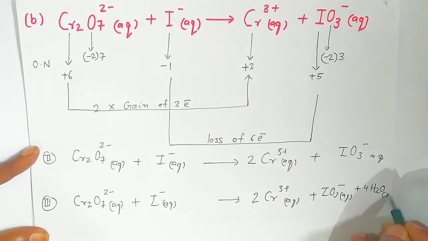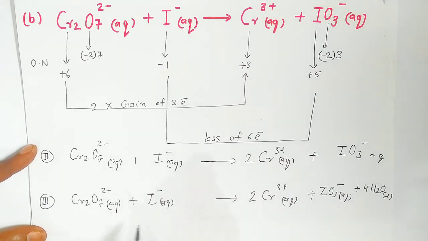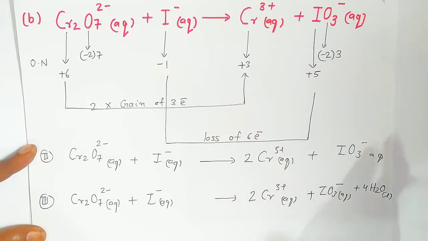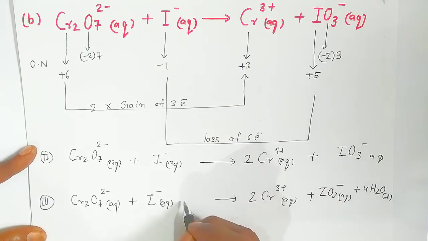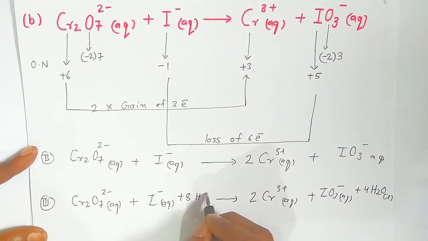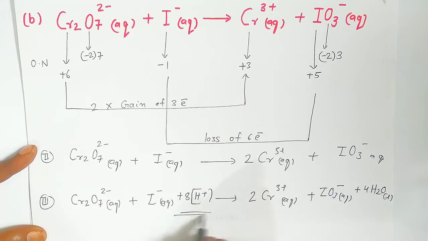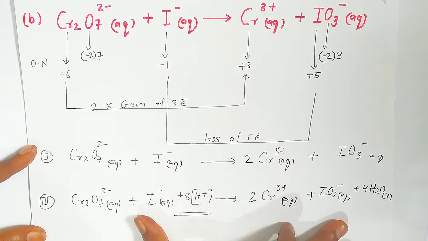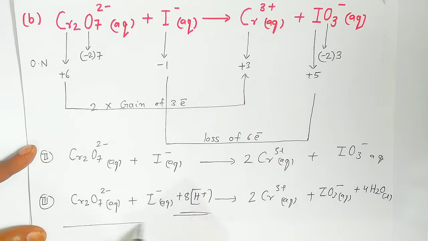Now students, because we are balancing this redox reaction in acidic medium, for the 4 water molecules, here we are adding 8 protons. So because of this proton, students, this is acidic. This reaction is acidic in nature. So this way, students, we can balance the redox.